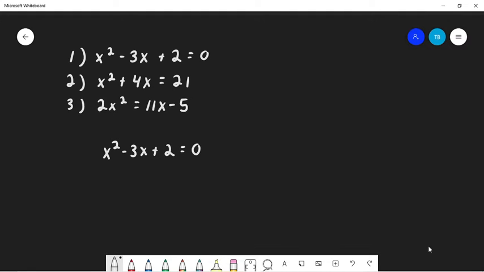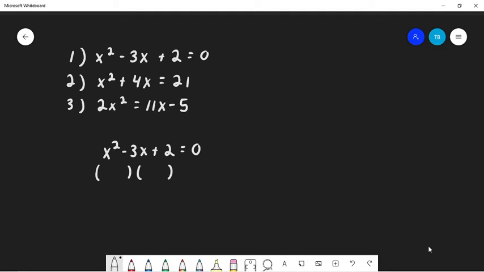Now remember that the first step would be to move all of our terms to one side of the equation and set it equal to 0. But that's already been done for us here, so we don't have to worry about that. The next thing we want to do is factor the trinomial into two binomials. So we'll write our parentheses down here.